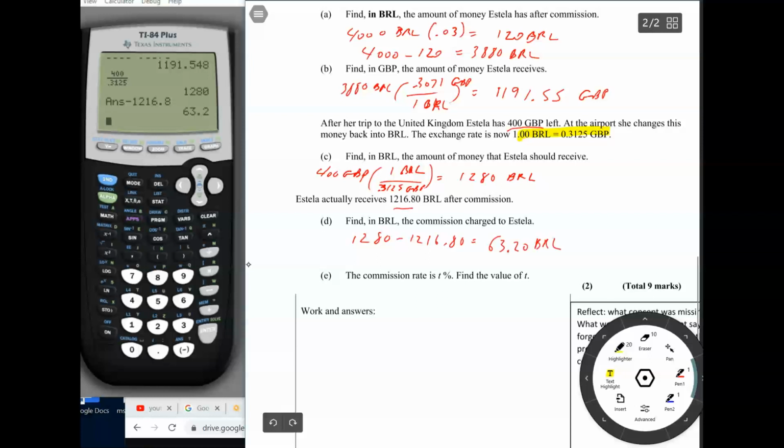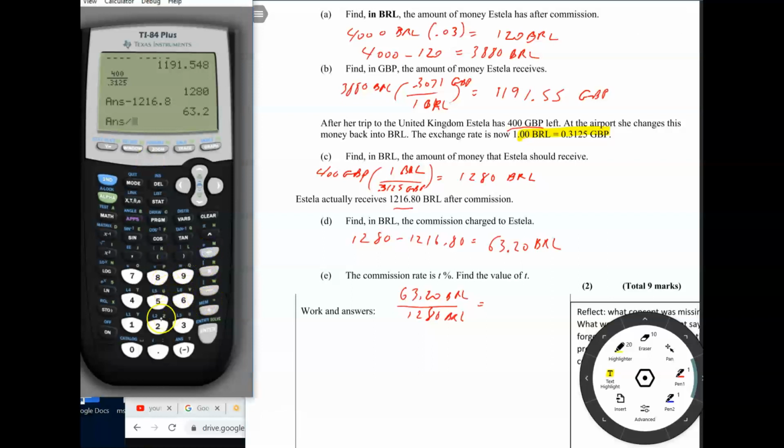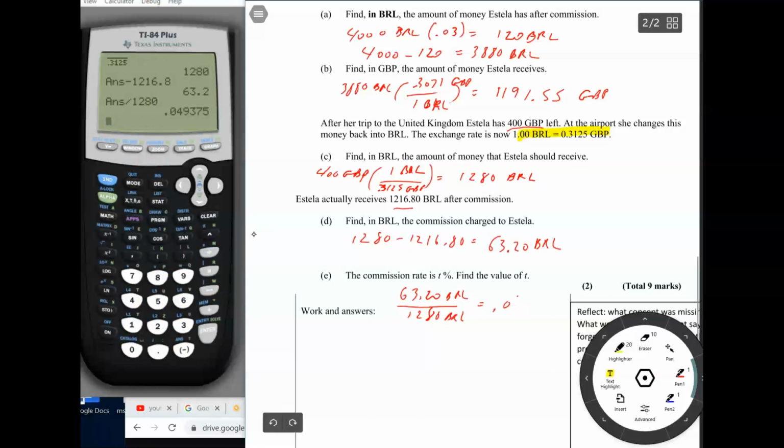So 63.20 commission divided by the total amount, 1280 Brazilian real, will be what proportion? 63.2 divided by 1280 gives me 0.049375. Now, to get a percentage, I multiply times 100. It's equal to 4.9375%. Or to 3 significant figures, 4.94% is what T equals. And that's it.